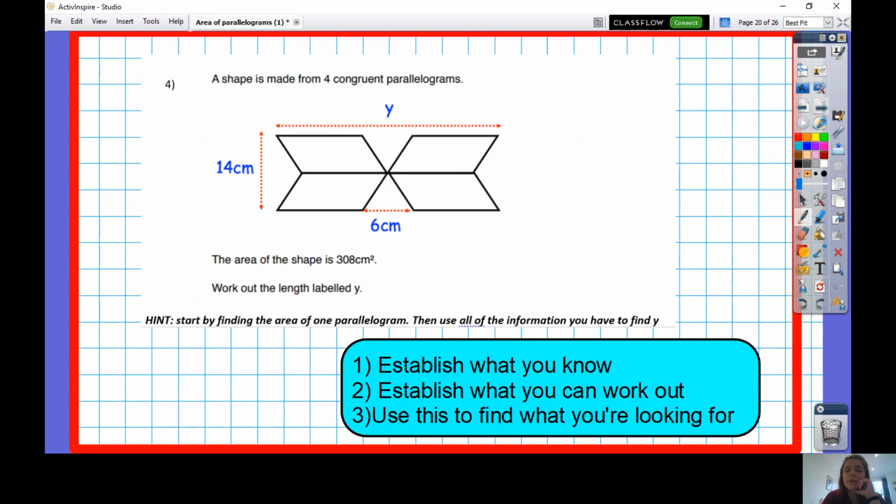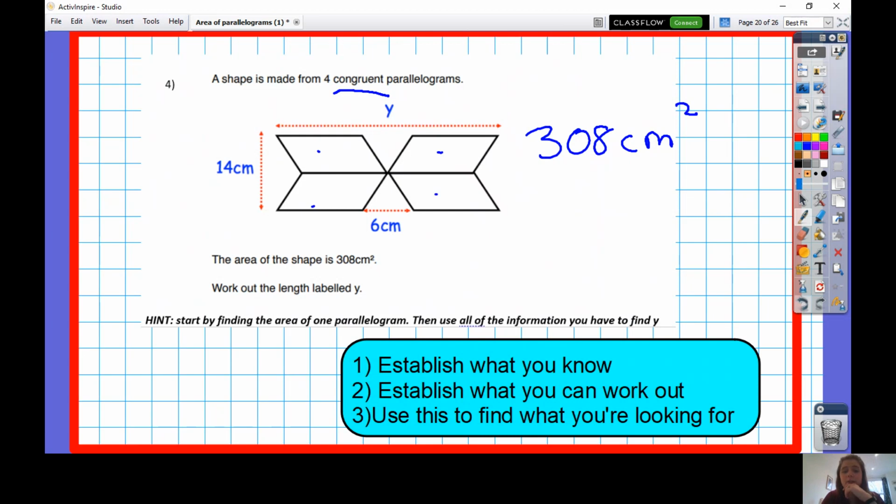And then this is your final question. It is very tricky, this one, so this is really only for those of you who want to push yourselves. This shape is made from 4 congruent parallelograms. Congruent means the same shape, but maybe it's reflected or moved, but it's got the same dimensions. The area of the whole shape is 308 centimeters squared. What is the length labelled y?